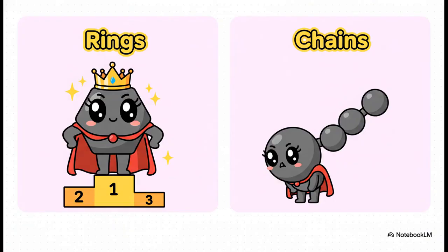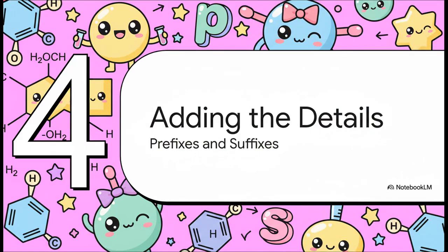And don't worry, there are rules to help you decide. For instance, there's a simple seniority rule for choosing the main structure. If you have to pick between a ring of carbons and a chain of carbons, the ring is usually considered the senior one, the more important one. It's just a simple rule of thumb that helps keep everything consistent. So, once you've found your main parent structure and you know what its most important group is, it's time to add in all the other details by assigning the right prefixes and suffixes.